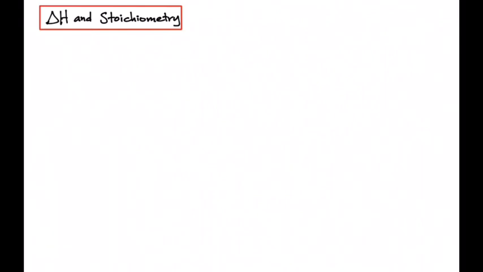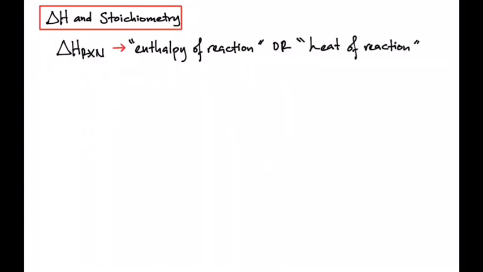So how do we relate delta H, or this change in enthalpy, to chemical reactions? We have to combine delta H and stoichiometry, because stoichiometry is a big part of chemical reactions. So delta H of reaction would be the heat that's released in a chemical reaction, or heat that's absorbed by a chemical reaction. We call this enthalpy of reaction, or simply heat of reaction, because this is basically the heat evolved at constant pressure.